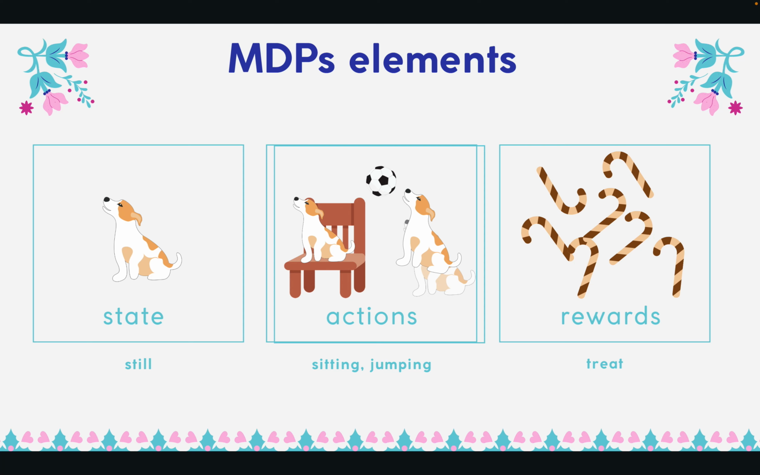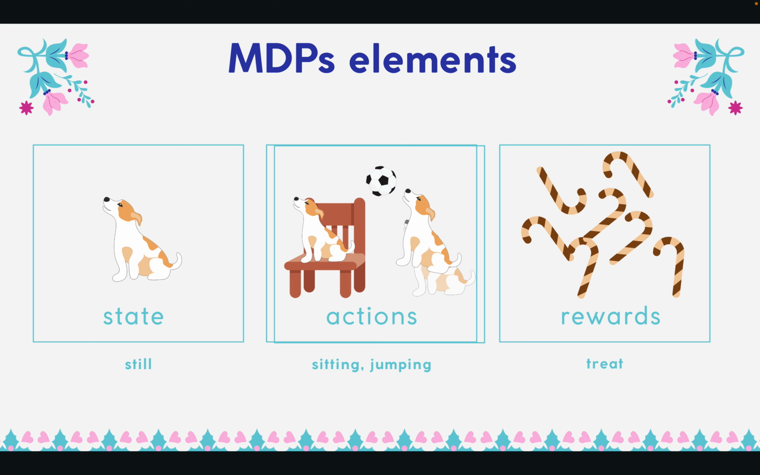So the first one is a state. A state is a representation of the environment at a particular point in time. It captures all the relevant information that the agent needs to make a decision about what action to take. For example, in training a dog, the state is still, because you want the dog to stay still before training. There is only one state.